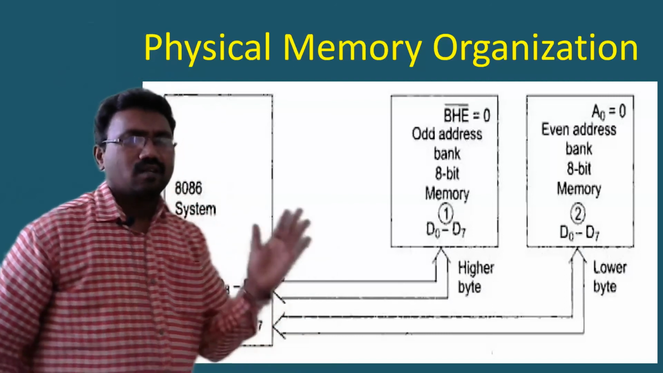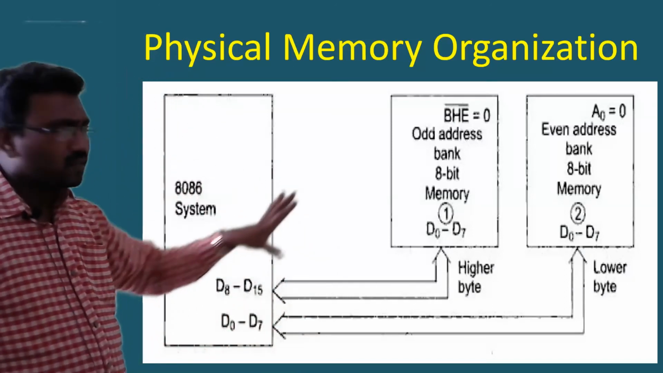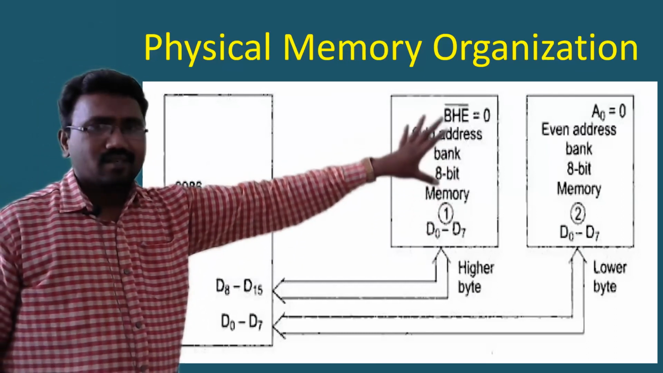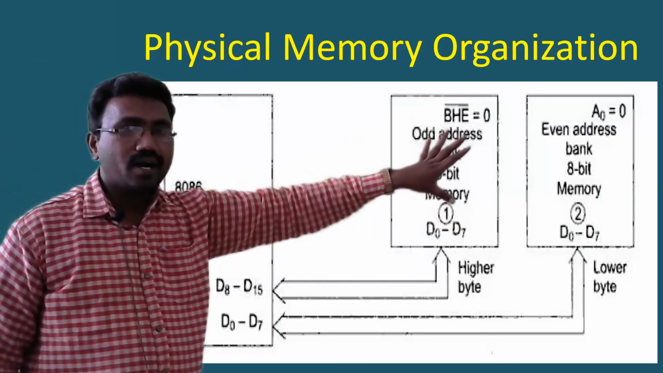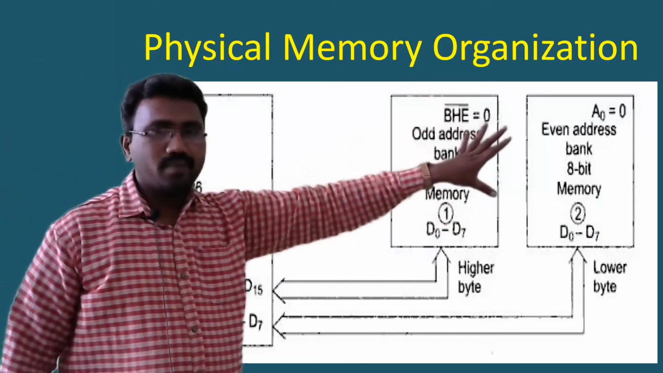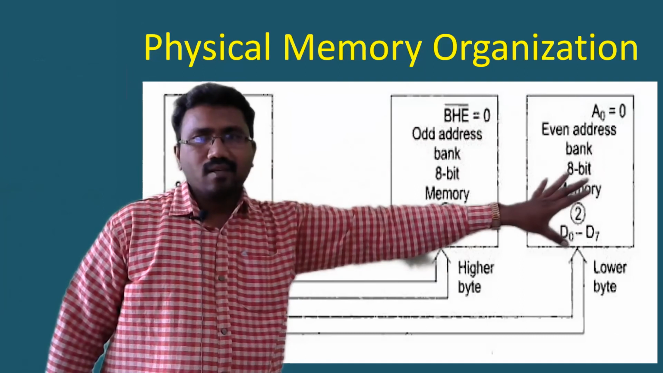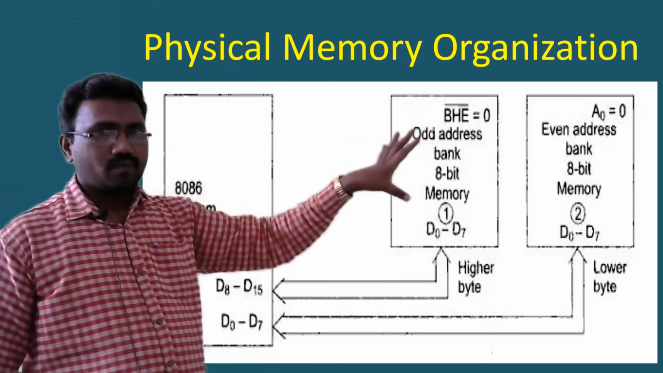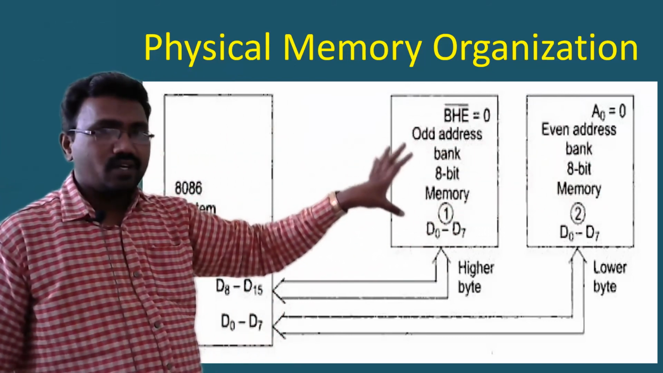So this is the complete diagram. This is the processor. This is the odd bank, which means odd addresses are assigned to the odd bank. A total of 512K odd addresses are assigned to the odd bank, which contains the higher bytes in case of 16-bit data. This is the even bank. That means 2 memory chips, this is 1 memory chip and this is 1 memory chip. Even addresses are assigned to the even bank, and odd addresses are assigned to the odd bank.